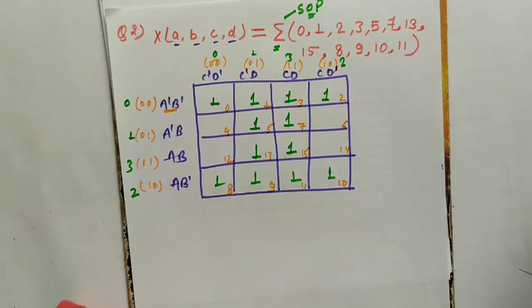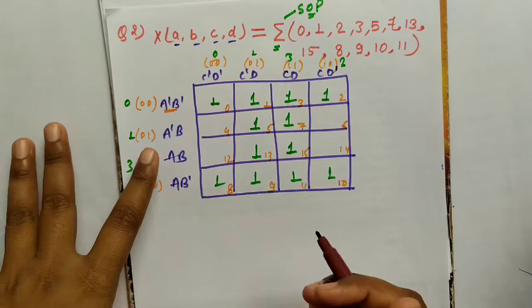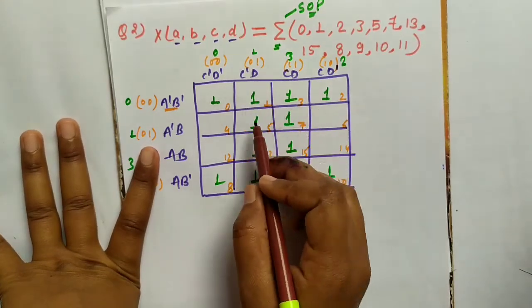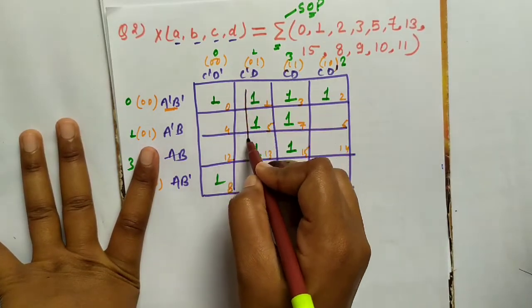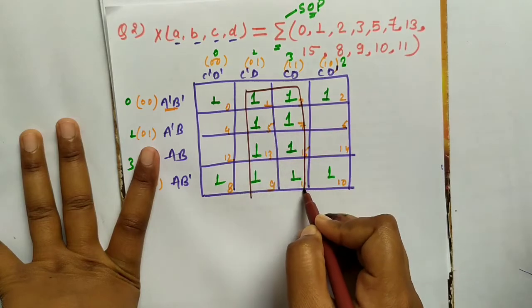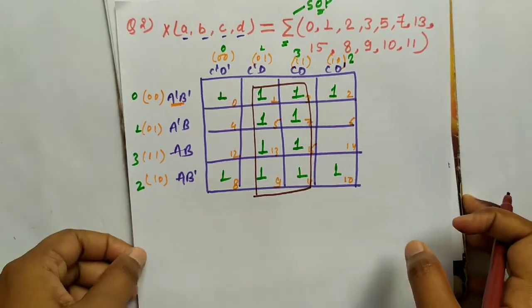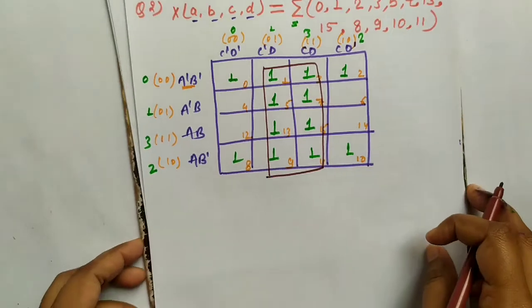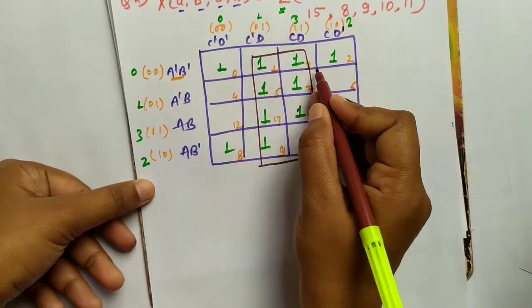This is the value of the K-map. Let's make a quad, pair or octant. In this question there is one octant. What is an octant? An octant means 8 values: 1 2 3 4 5 6 7 8. This is a total of 8 values. So we can make a quad, let's take 1 3 5 7.